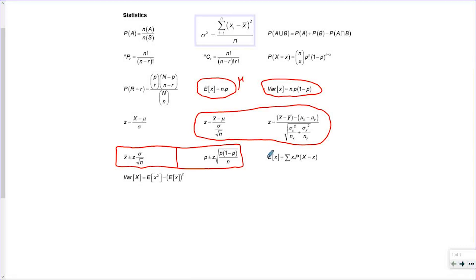But these two, this is the expected value of a probability distribution, probability density function, also known as the mean. And this is the variance of a probability density function. So there shouldn't be any formulae on this data sheet that you're not familiar with or ready to use.